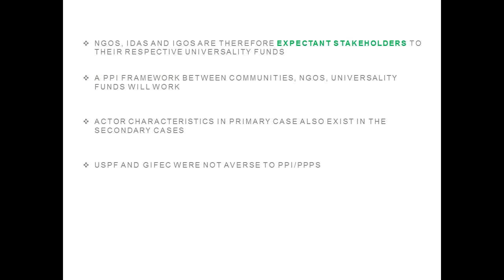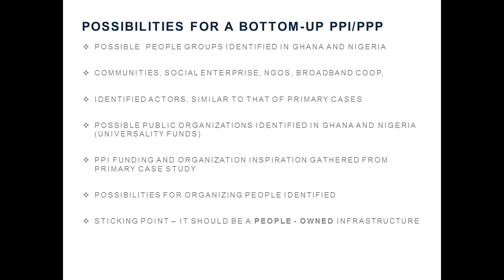Okay, I have explained this already. So the PPI framework: at the end of it all, I had to sum up what I learned from both studies. One, people groups were identified in Ghana and in Nigeria, so it's possible to develop the PPI framework there. And the people groups were communities, social enterprises, NGOs, broadband corporations. And as I mentioned earlier on, the actors were similar in the primary case as also in the secondary cases. Not too similar, not exactly the same, but similar.